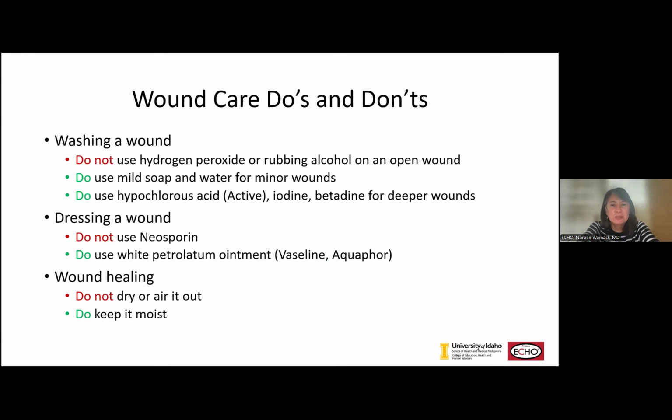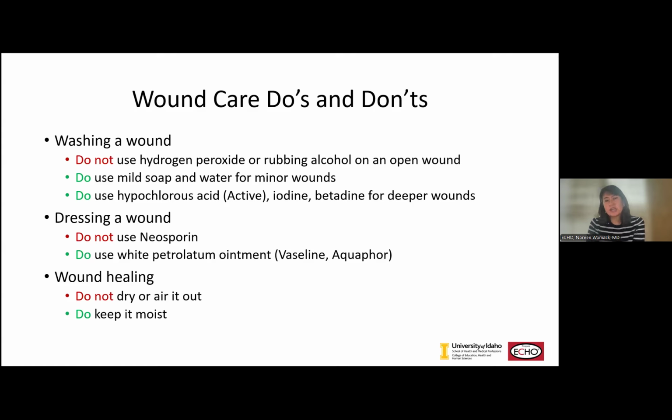So here are some newer wound care do's and don'ts. You're not supposed to use hydrogen peroxide, and I hope nobody's using rubbing alcohol on an open wound. So we've learned that hydrogen peroxide can kill healthy skin cells and it will delay healing. So it's better to use just a non-dye, non-fragrant soap and water for the minor wounds that I know you're all seeing every day.